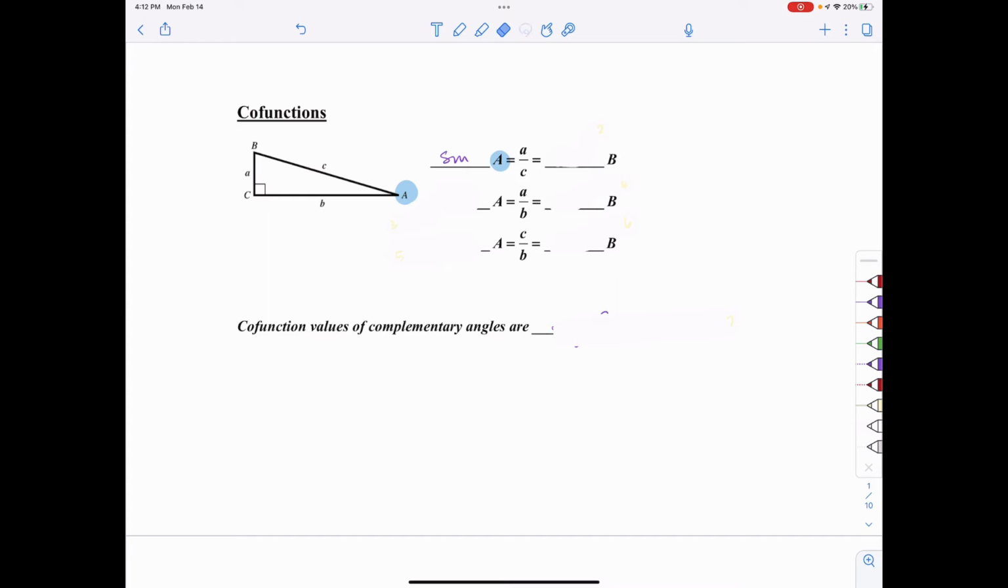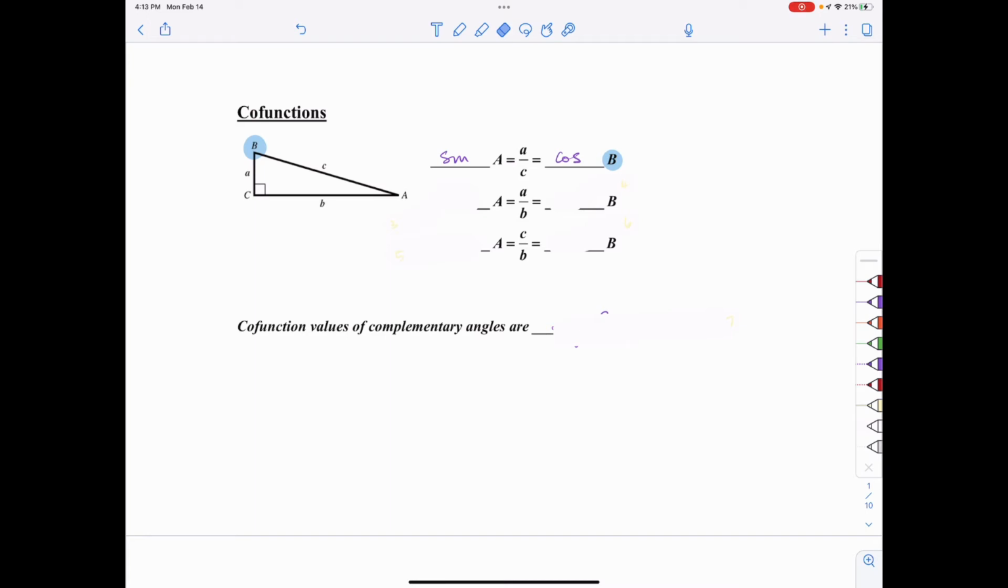Now let's switch our focus from angle A over to angle B. Still, though, I want to look at the ratio A over C. So A over C, when I'm focused on angle B, is going to be the cosine. It's the adjacent over the hypotenuse. So this is going to be the cosine of angle B. And that's actually what I had pointed out in example 1 just a moment ago.